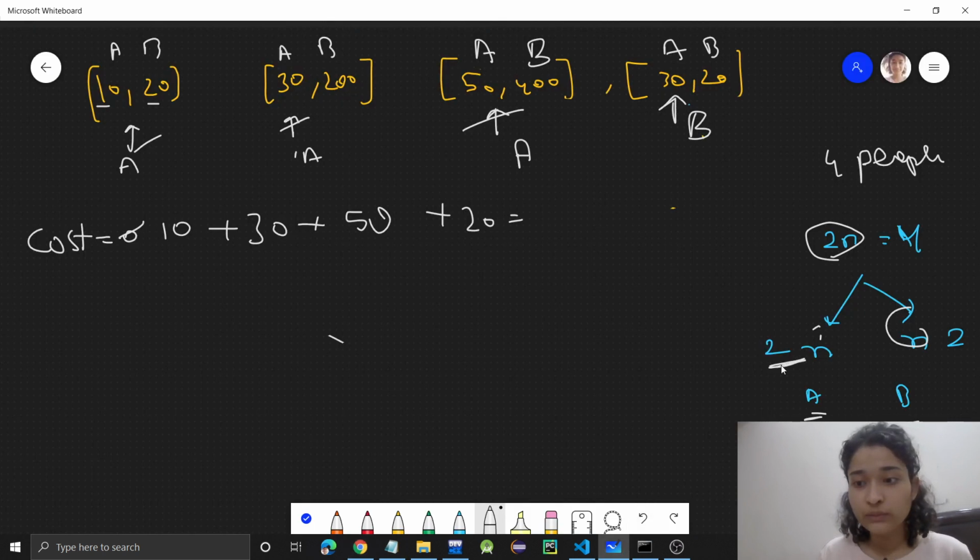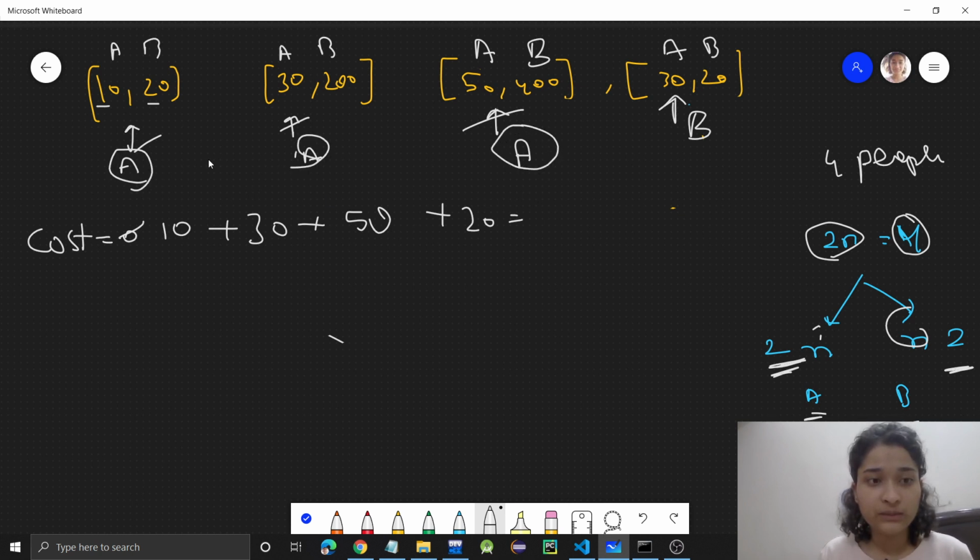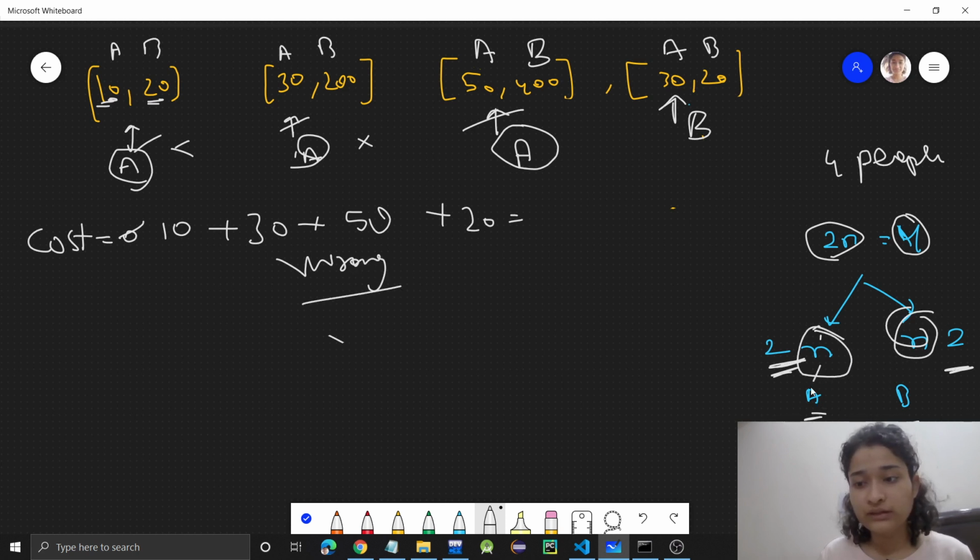So here also 2 people should go, and if the total persons are 4, 2 persons should go here, 2 persons should go here. But to A, we are taking 3 people. 3 persons are going to city A. This is wrong, right? This approach is wrong, where we just choose which is minimum among those. That's why, because n persons exactly should go to each city. So I hope you understood why this approach is not correct.